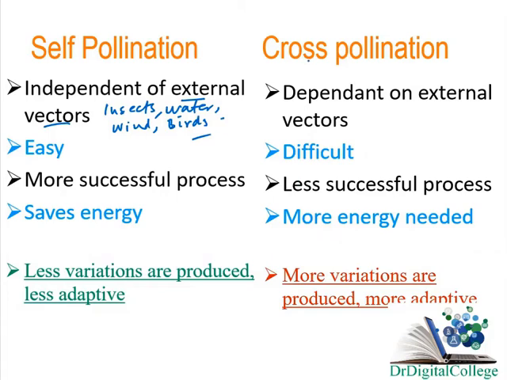While in the case of cross pollination, two plants can be very far away from each other. One plant is here, another plant is here, and there is a big distance, so there is a need of a vector which will carry the gametes from one plant to the other plant over this big distance. So cross pollination is dependent on external factors like insects, water, birds, or the wind, while self pollination is independent of them. That's why we can say that self pollination is very easy and cross pollination is difficult.